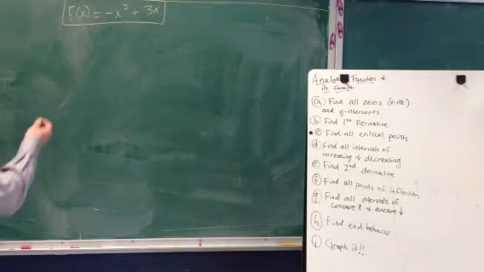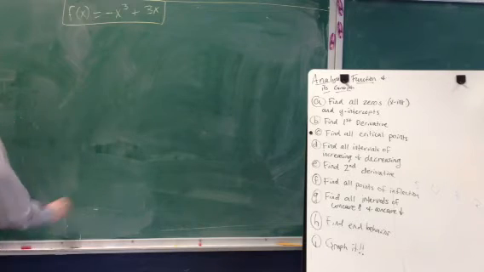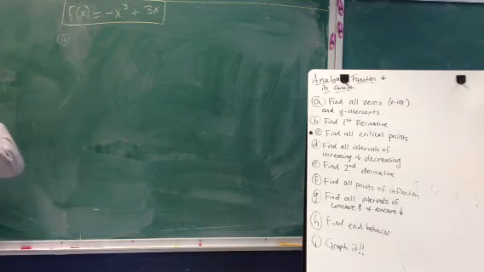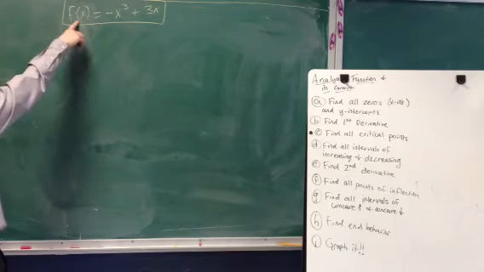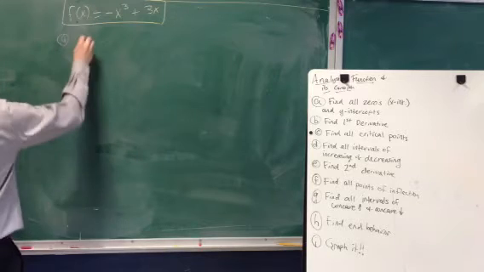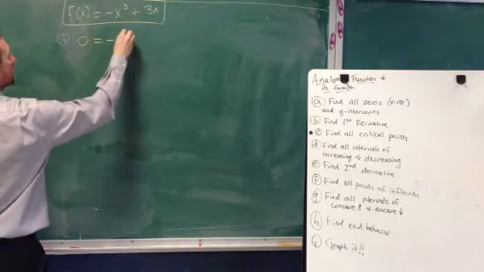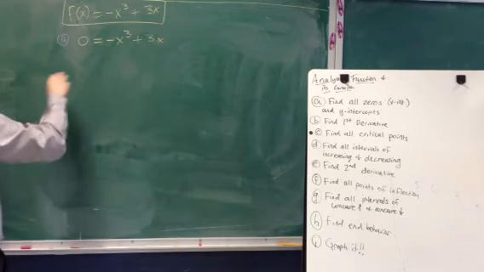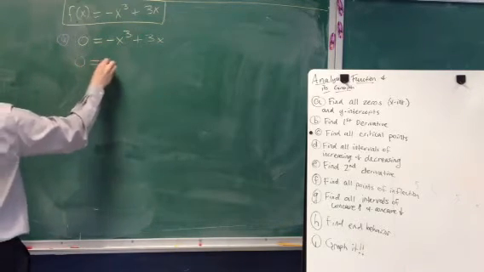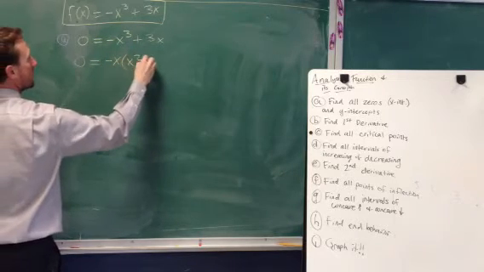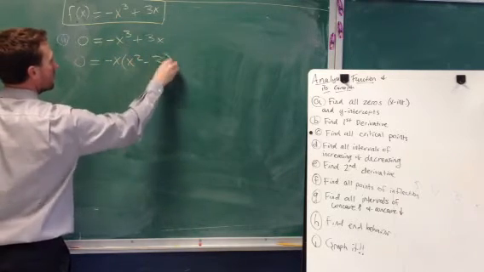First thing we're going to do is find all zeros, which is letter A. Zeros happen where y equals 0, in other words, where f of x equals 0. So we set 0 equal to negative x cubed plus 3x. How do we find these zeros? Well, we factor. We can pull out a negative x times x squared minus 3.